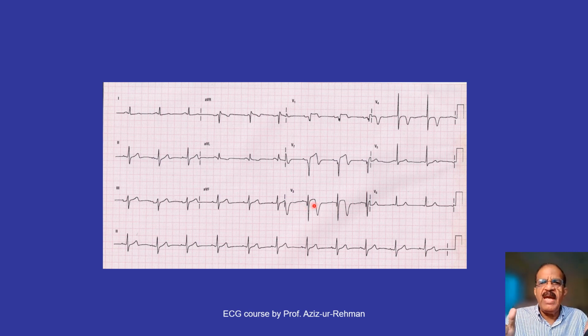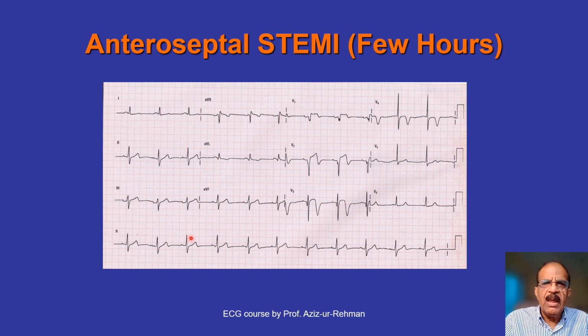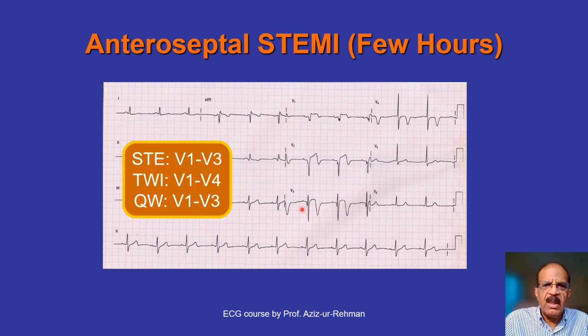So what you see here is ST segment elevation and T wave inversion in V1 to V4. So anteroseptal STEMI of a few hours, slightly longer duration than the previous because the T wave inversion is also there. Criteria V1 to V3, I think V4 also. There's ST segment elevation in V1, V2, V3, not in V4. In V4 we have T wave inversion but no ST segment elevation.